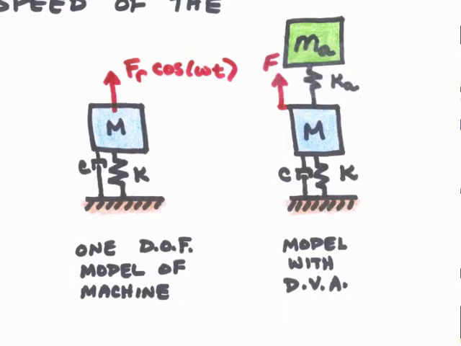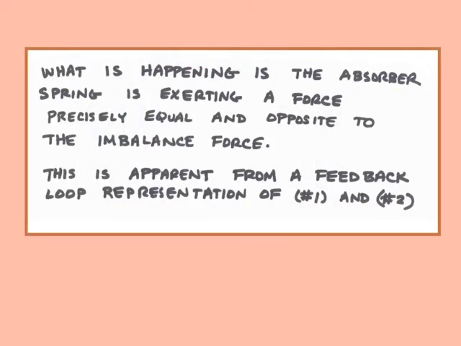We've seen the mathematics, but why does this actually work physically? Physically, what is happening is that the absorber spring is exerting a force that is precisely equal and opposite to the imbalance force. The absorber spring force is canceling the imbalance force, and therefore the mass capital M is not moving.